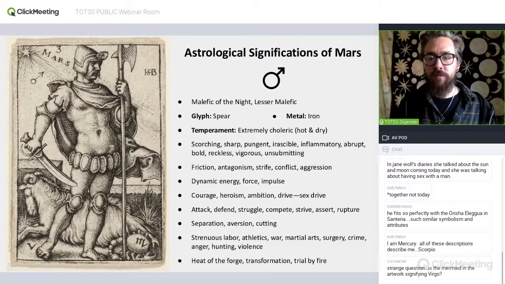Also, antagonism, strife, conflict, aggression. Mars rules dynamic force, energy and impulse. Also, courage, heroism, and ambition. And so again, that idea of being unsubmitting, Mars is fighting regardless of what you're fighting against, right? It could be fighting against other people, but it could also be fighting for your ideals. Mars could fight wars, but he could also fight against wars. There's an old punk slogan, like fight war, not wars. That sort of fighting, even if you're fighting to end wars or to end oppression, that's still martial. Even if it isn't literal fighting, Mars still rules all of that.